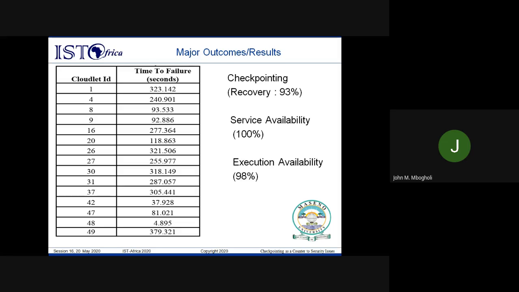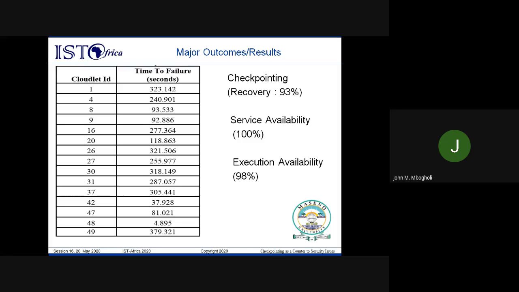From this result, we found that we were able to recover 14 cloudlets out of the 15 cloudlets that had failed in the simulation. This implies a recovery rate of 93%.